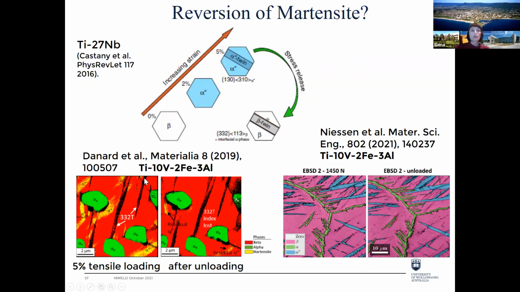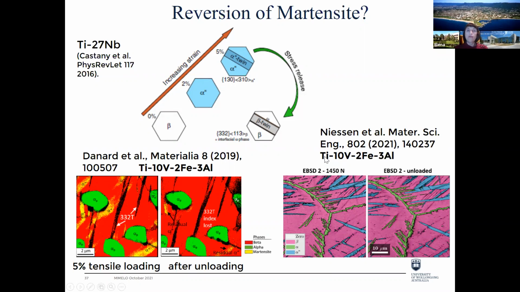Here's another work on the 10-3 alloy by Dannard, published pretty recently. And here we could see again 5% tensile loading, and yellow here is alpha double prime around alpha particles. Under load, twins are also present independently, here {332} twins, as you could see. But when the load was removed, there is a partial reversion. As you could see, only a small amount of martensite remains in comparison with the loaded condition.